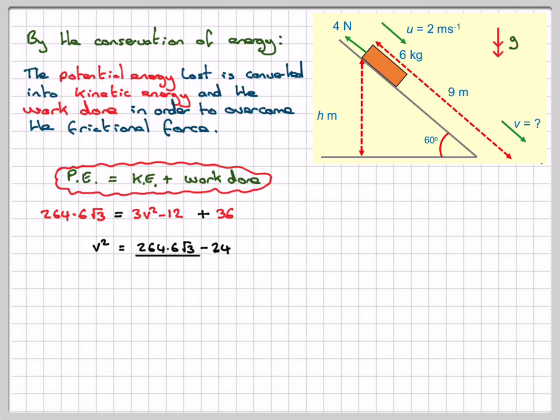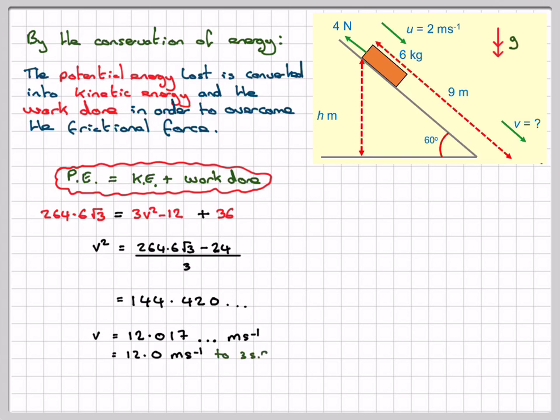Rearranging that, we're going to get that v squared is 264.6 root 3, minus 12 plus 36, which is 24. When we take it over here, it becomes minus 24, divided by 3. So v squared will be 144.420 on my calculator. To find v, I need to take the square root of that. I get 12.01 meters per second.